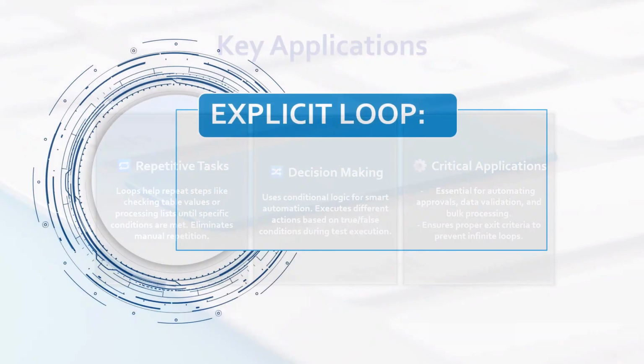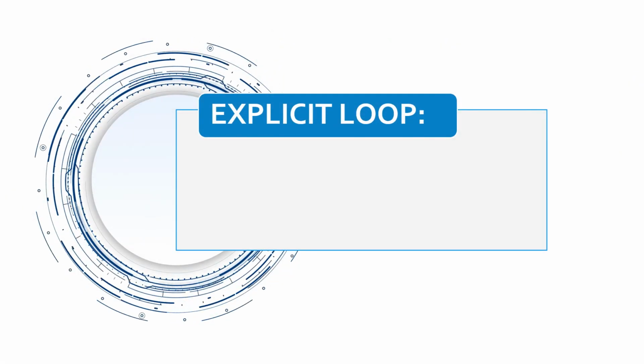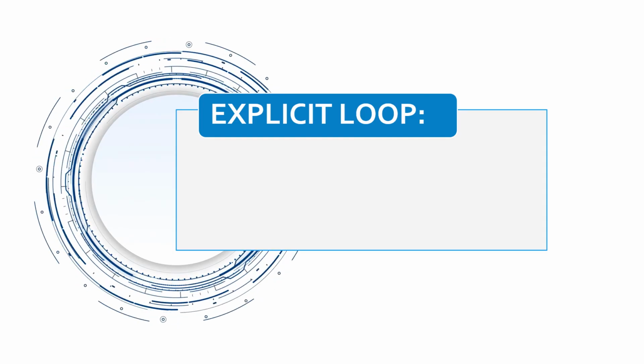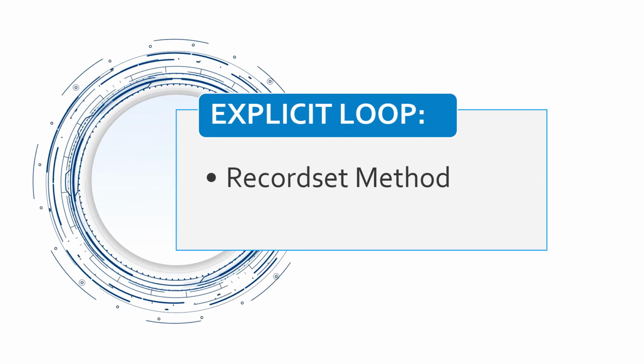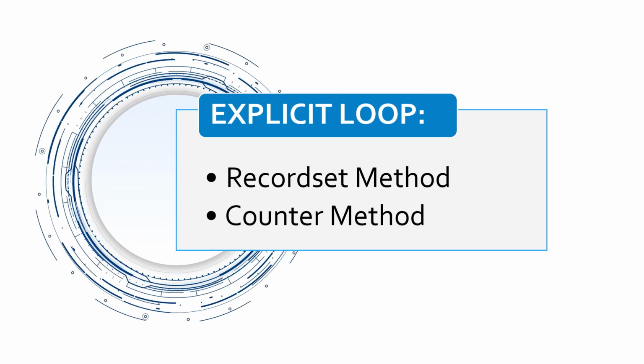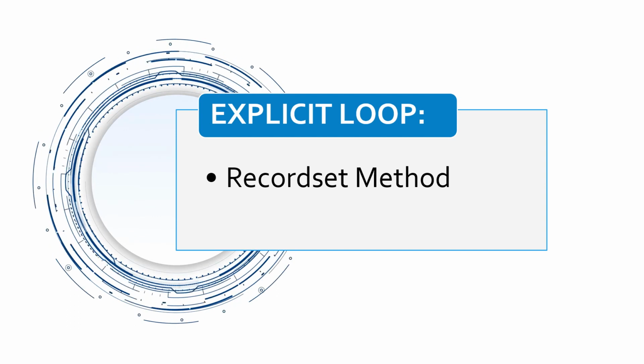Now, let's focus on explicit loops, where you control exactly how and when steps repeat. We can incorporate loops using two methods, the record set method and the counter method using jump and label actions. In this video, we will be looking at the record set method.